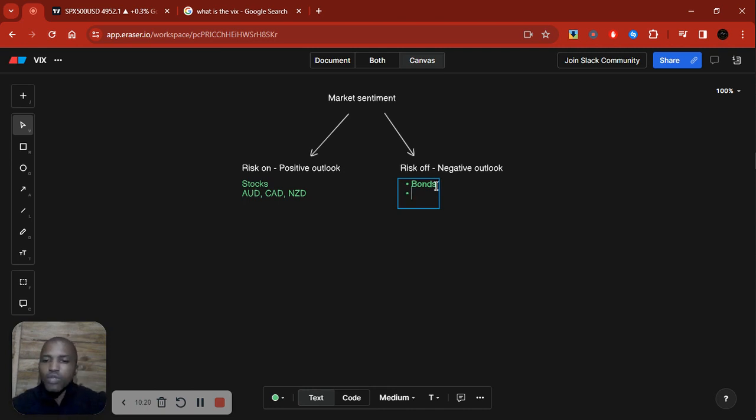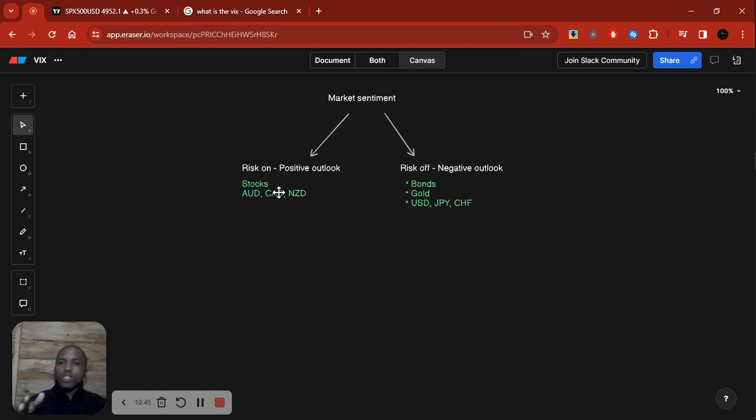So we have bonds, and then in terms of currencies, we have the US dollar, JPY, and CHF. We can also add gold, because gold is also a safe haven asset. So in a risk on: stocks, AUD, CAD, NZD. In a risk off: bonds, gold, USD, JPY, and CHF. But this is not written in stone, guys. This is essentially the expectations that you'd have depending on the risk profile that we are on.